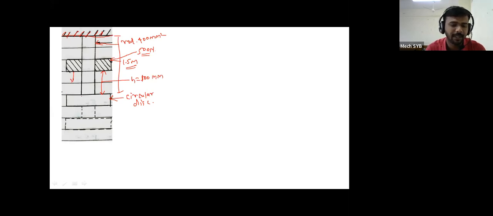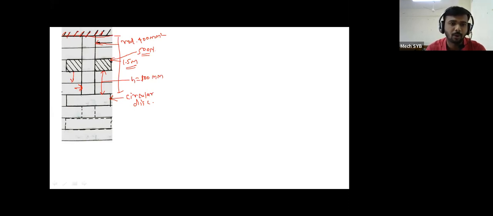And due to this, what happened? Some amount of stress is induced in this particular rod. Some amount of energy is also stored in this particular rod, and the elongation of the rod is also taking place. These three values we have to calculate from this particular statement.